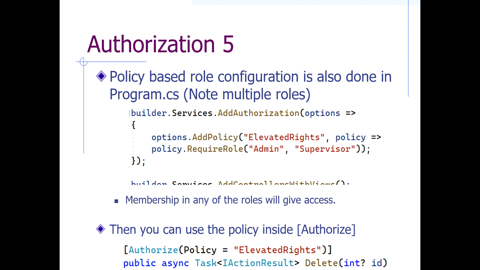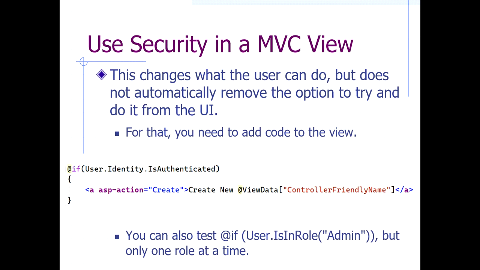If you find you're repeating the same annotation over and over again, then this might be a nice thing to do. But you know what? It's never required. It's entirely up to you if you want to bother or not, okay? But in a case like that, membership in any of the roles listed on the require role area for the policy will give access, okay? And then you can just use it when you say authorize policy equals instead of roles. And away you go. All right.